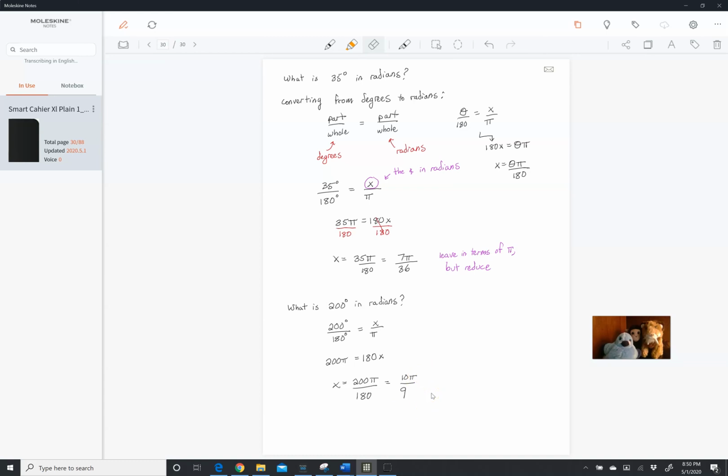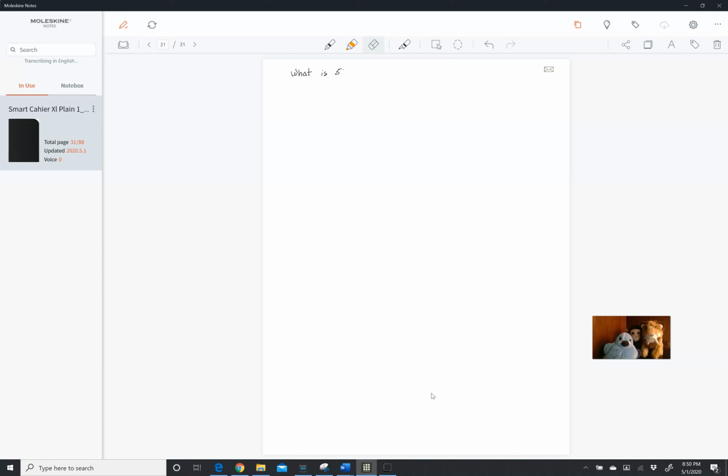Okay, let's do one more. Let's say that we have 50 degrees. So you do the same thing. You have your 50 degrees over your 180. Part to whole is equal to part to whole. Okay, you cross multiply, you get 50 pi is equal to 180x, and then x equals 50 pi over 180. These are both divisible by 10, so you get 5 pi over 18, okay, in its reduced form.